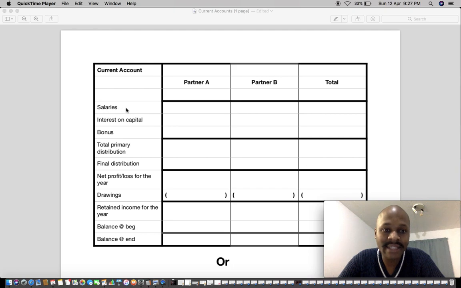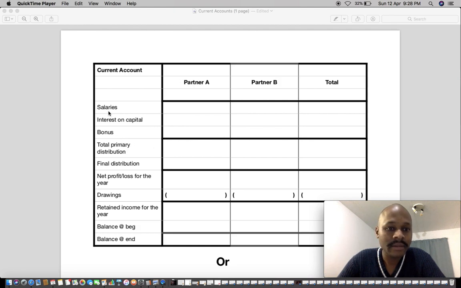Here you don't write monthly salaries, but yearly salaries. So if you are given a monthly salary, you'll times that by 12 so that it amounts to the whole year. Interest on capital will be the second line item, which you add together and transfer to the total column. More details on interest on capital will follow in our next videos. You'll have a bonus there, transfer to the total column.